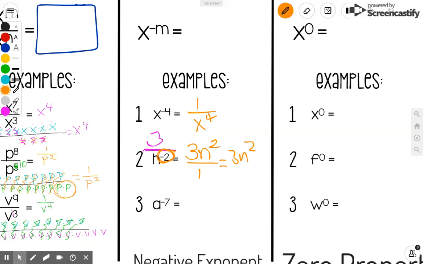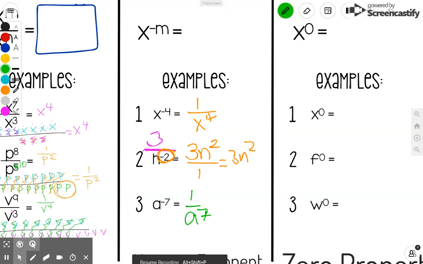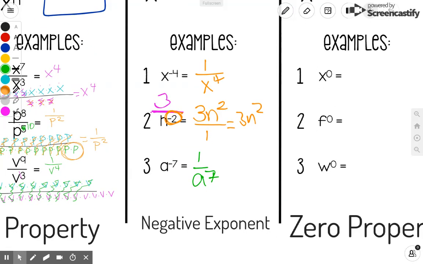Predict what number 3 is going to be right now. Did you get 1 over a to the 7th? If so, great job. Let's do one more problem. So add this last problem in. Let's have 7a to the 2nd over a to the negative 5th. Add this problem right now, and let's write down what it should be.